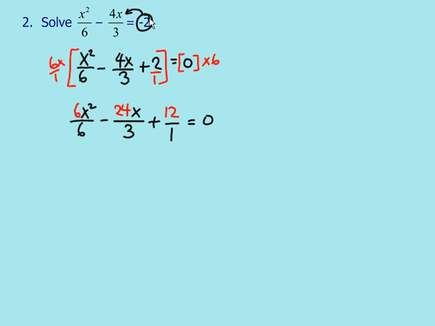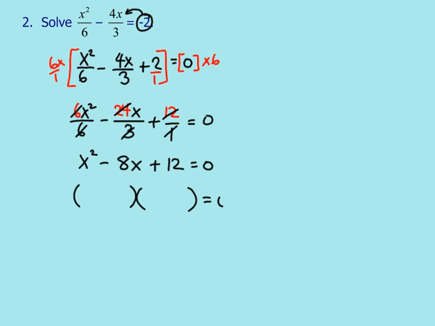Now you're going to tell me, well, that didn't get rid of the denominators at all. But if you break them down, 6 over 6, that's just x squared. Minus 24 over 3, that's just 8x. Plus 12 over 1, that's just 12. So perfect. No more fractions. That's fantastic. And this is just our very first question that we did, the one that we did on the previous slide. Let's just factor one more time.